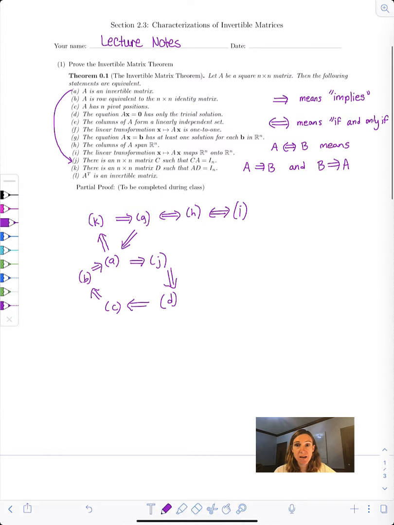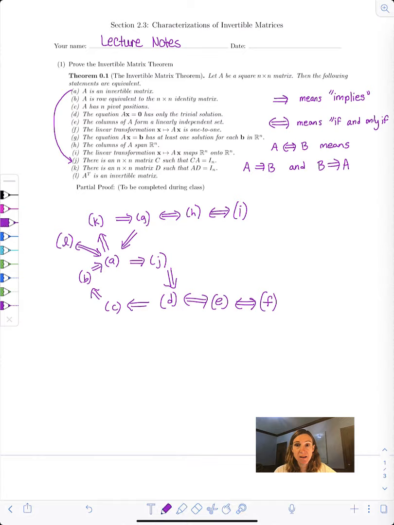We also have D if and only if E, if and only if F, and then we also have A if and only if L. And I believe we have everything on here now. We have A, B, C, D, E, F, G, H, I, J, K, L. Okay, so this is the overall structure for the proof.